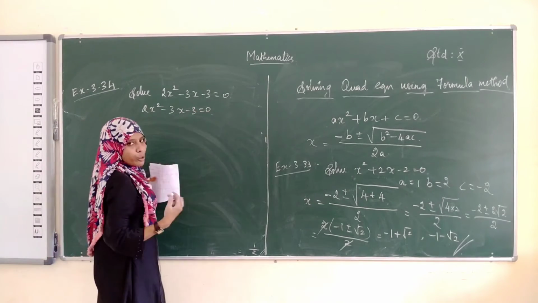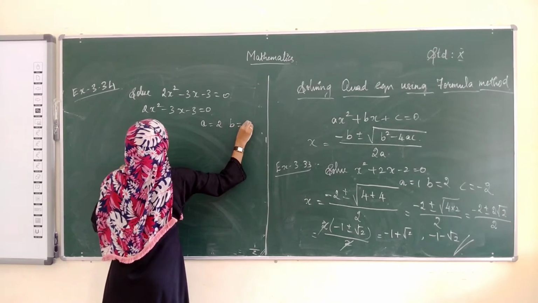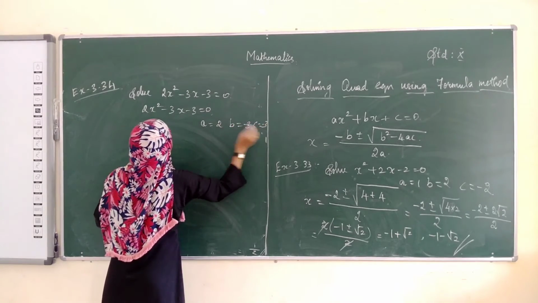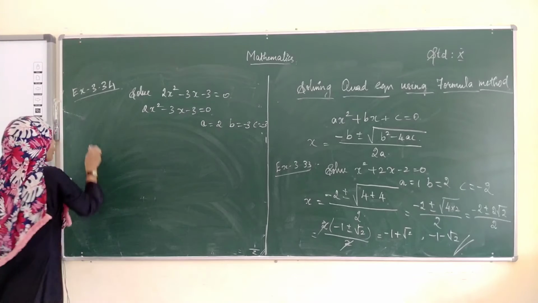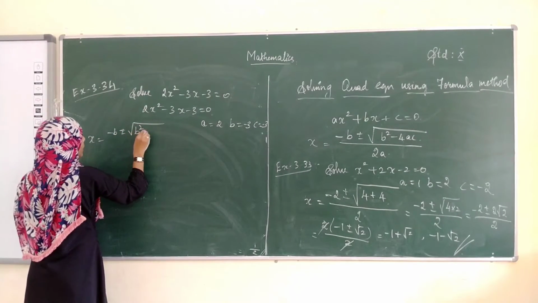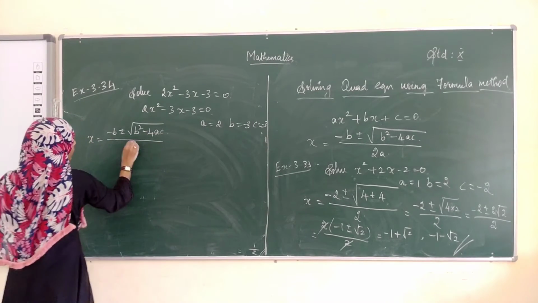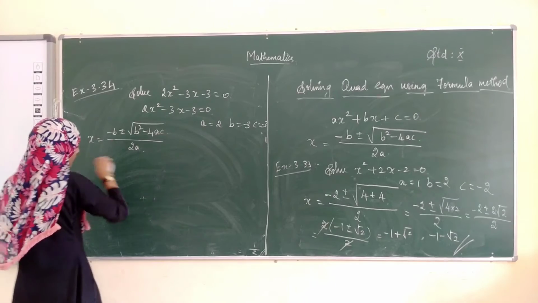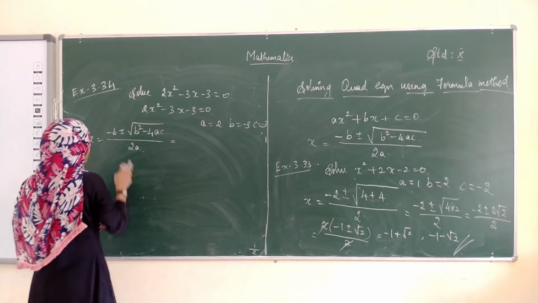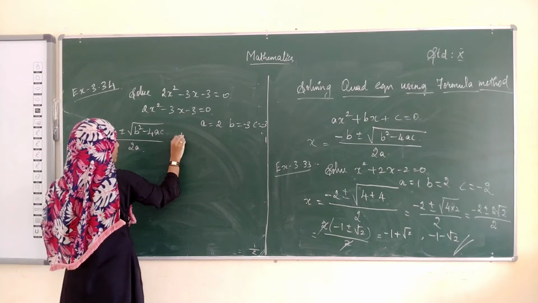From this we can take the values of a, b and c. What's the value of a? a is 2. What's the value of b? Minus 3. What's the value of c? Minus 3. Okay, so write the formula. What's the formula? Minus b plus or minus root of b square minus 4ac divided by 2 into a. Okay, substitute the values. Minus b. What's the value of b? Minus 3. So minus into minus is plus.